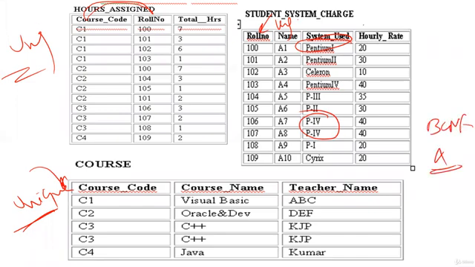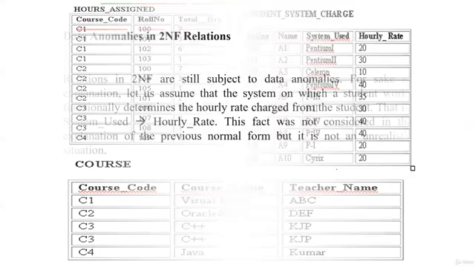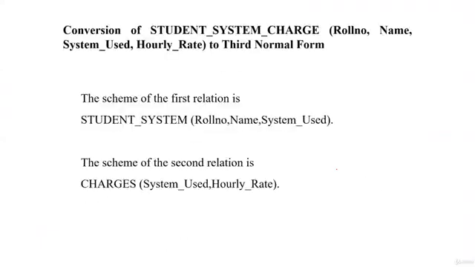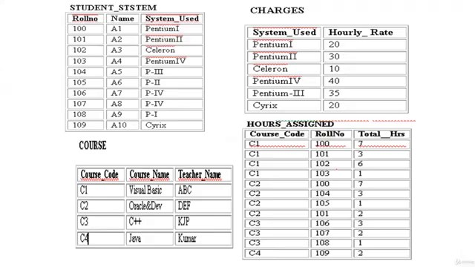BCNF states that there is a dependence between system used and hourly rate, and system used is a determinant. So this determinant should be unique. In order to make system used unique, you have to decompose it into further tables. So ultimately you get these tables where you have four determinants and all four determinants are unique. In this one, the system used determinant is unique. Here roll number is another determinant, course code is a determinant, and this combination is a determinant.